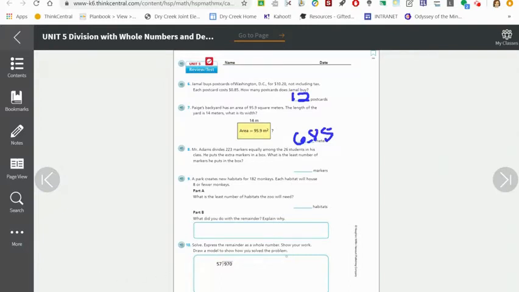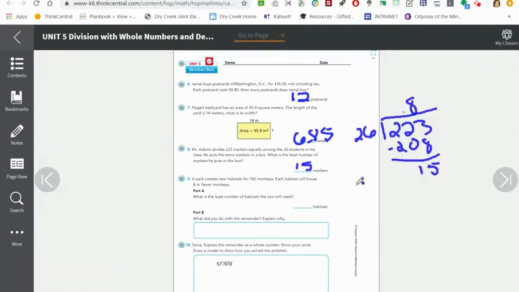All right, question number 8. Mr. Adams divides 223 markers equally among the 26 students in his class. Right away, I see that it tells me divide. So I know I'm going to be dividing, but this one's tricky, so keep reading. Then he says he puts the extra markers in a box. What is the least number of markers that he puts in the box? So I'm going to go ahead and do the division. The question is asking me what's the least number of markers he puts in the box, so in this case, my answer is my remainder.